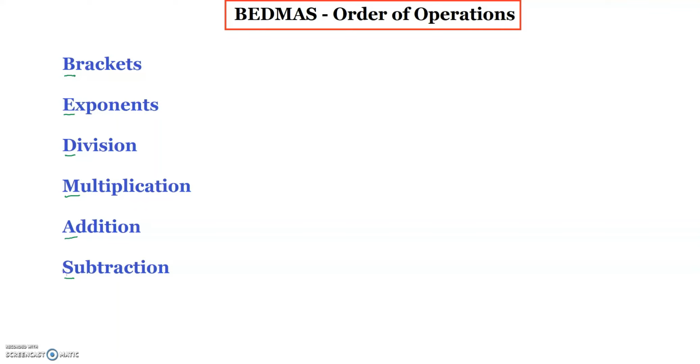For brackets, there are three types of brackets. The first one is called round brackets. The second one is called square brackets. And then the third one is called curly brackets. So first we should solve the brackets.